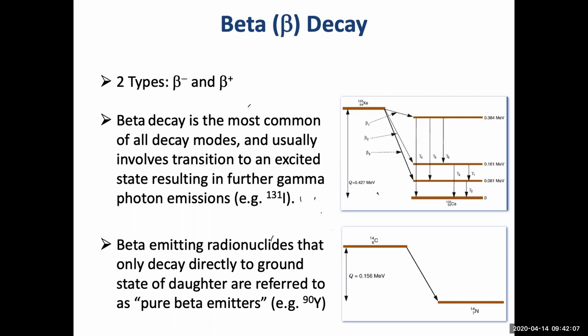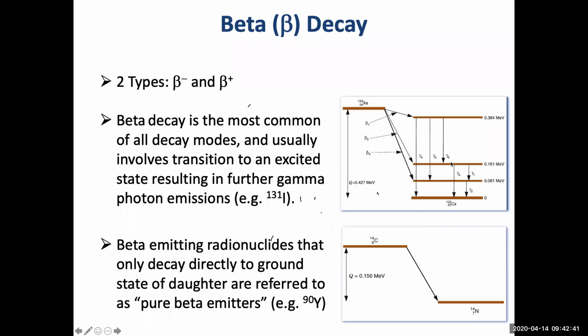Beta decay is the most common of all decay modes and usually involves transition to an excited state resulting in further gamma photon emission. Like in this example, this xenon decays by beta, and after that decays again by gamma to get to another energy state. Again here, beta, then gamma. It is followed by gamma. Most beta decay behaves the same way: beta, then decaying by gamma, even for iodine-131.